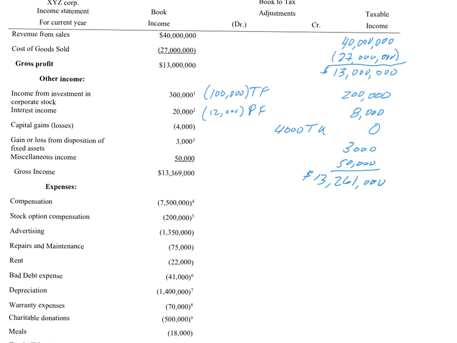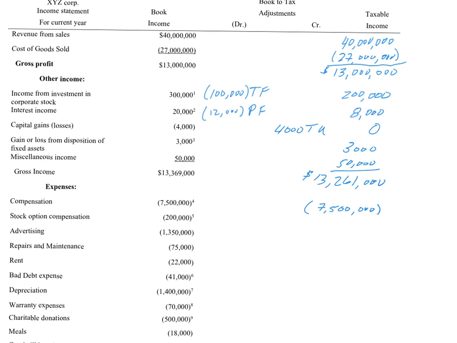Okay? Now we get to deal with book tax differences with respect to all of their expenses. All right, so the first expense we have listed is compensation, and there's a note. So what this information tells us is that they have not violated the tax rules around reasonable compensation. So there is no book to tax adjustment here. So they get to deduct the entire $7.5 million of compensation.